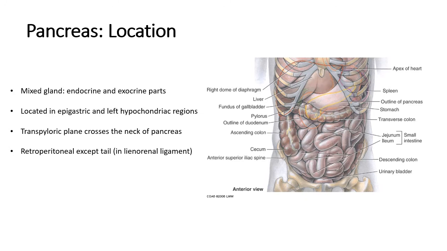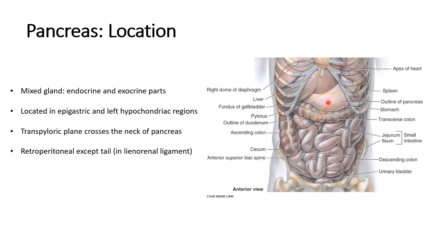Now we'll move to the pancreas. So this is an image of the abdominal cavity, and that yellow structure represents the pancreas. It's a mixed gland, exocrine and endocrine. Exocrine because it secretes digestive enzymes into the gastrointestinal tract through ducts, and endocrine because it secretes hormones, insulin and glucagon.